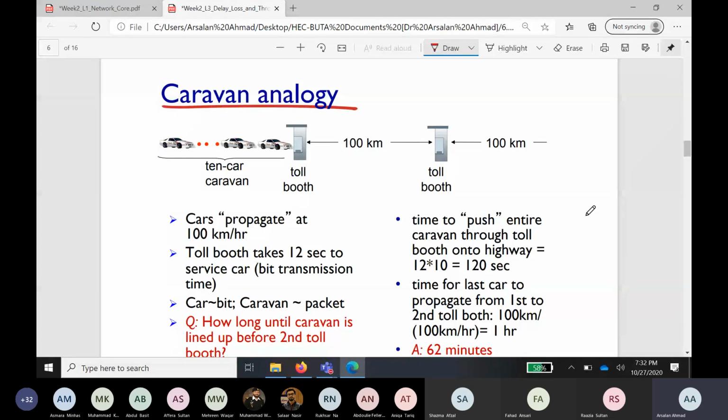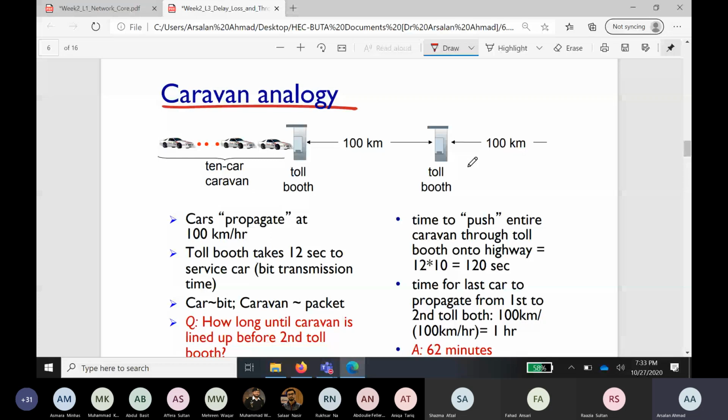So in this analogy, they are taking this 10-car caravan as an example of a packet. They are saying that each car is a bit, and this 10-car caravan is a 10-bit packet, and the time required for the toll booth to process this caravan, one car by one, all 10 cars, is the transmission delay, and the time required for the caravan to travel from this toll booth to the next toll booth is the propagation delay. So they are just giving the analogy. I hope everyone is clear on the difference between the transmission and propagation delay, right?